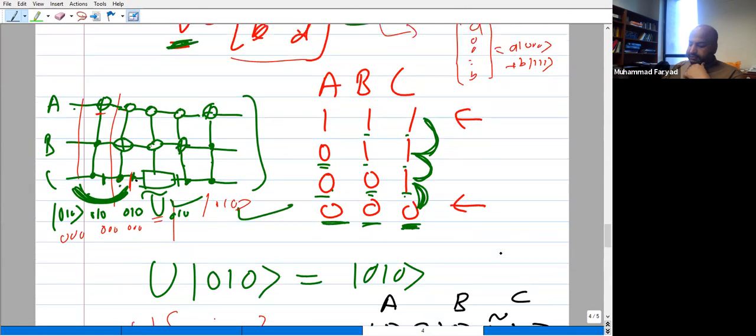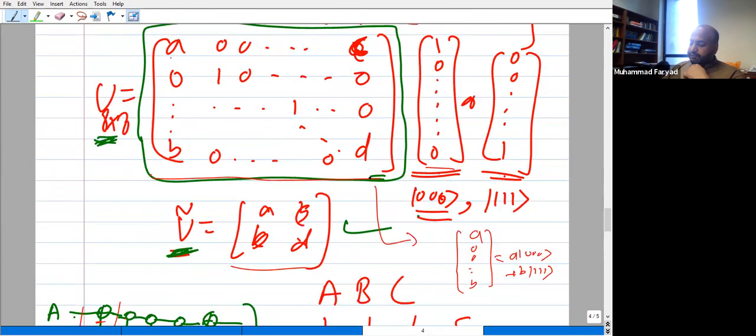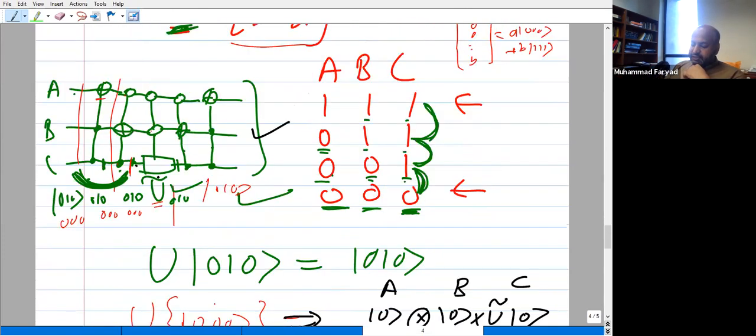So this circuit does indeed implement the general unitary, the general two-level unitary, in terms of just single qubit gates and control X gates. Okay. Yes, sir.